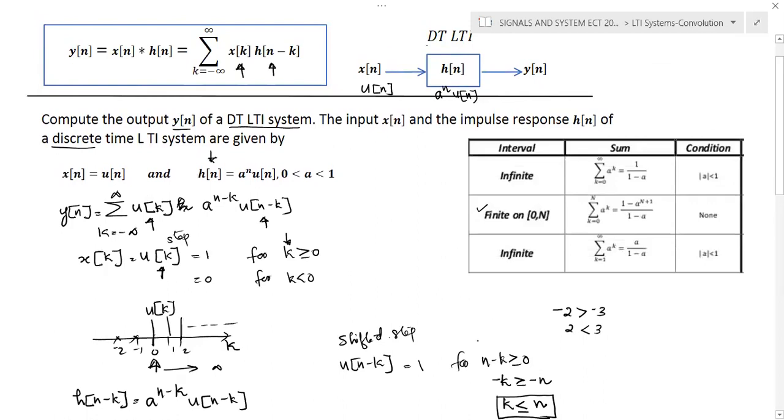This problem you can also approach in another way, that is the step response. So instead of calculating the direct convolution equation, you can also use the concept of step response that we will discuss later.